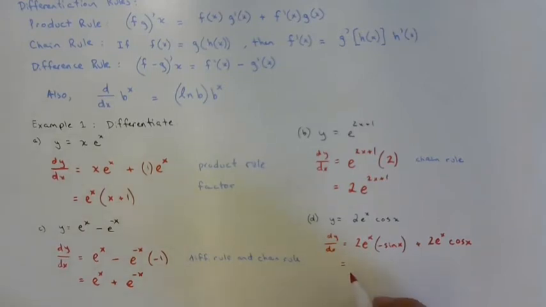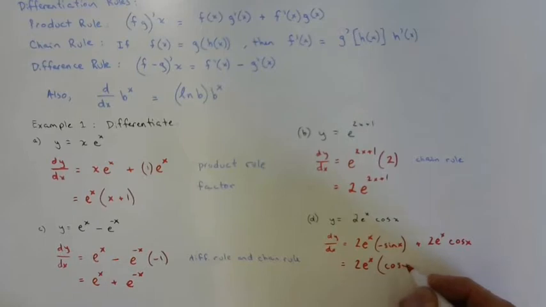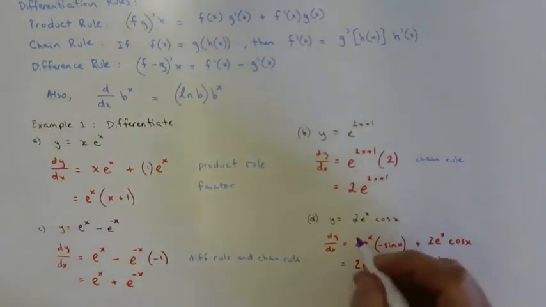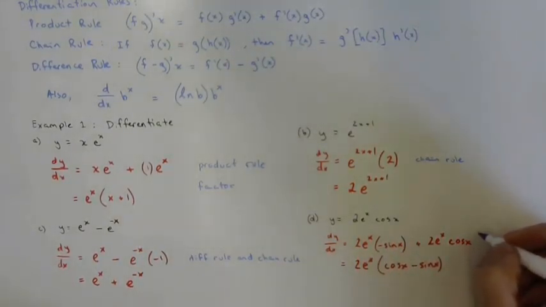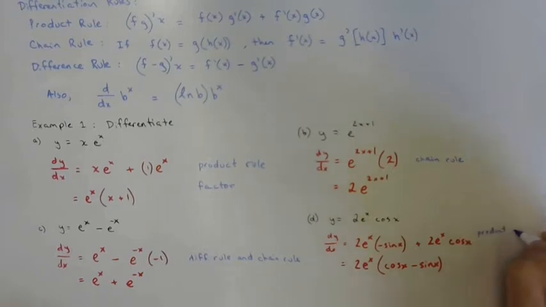And we'll simplify this. I notice that there is a factor of 2 times e to the power of x in both of these terms, so I'm going to factor that out. That's going to leave me with, and I'm going to rearrange my two terms just so that I have a positive first, inside the bracket, cos x minus sine x. We'll just recount what we did there. We have a product rule, and then we factored.